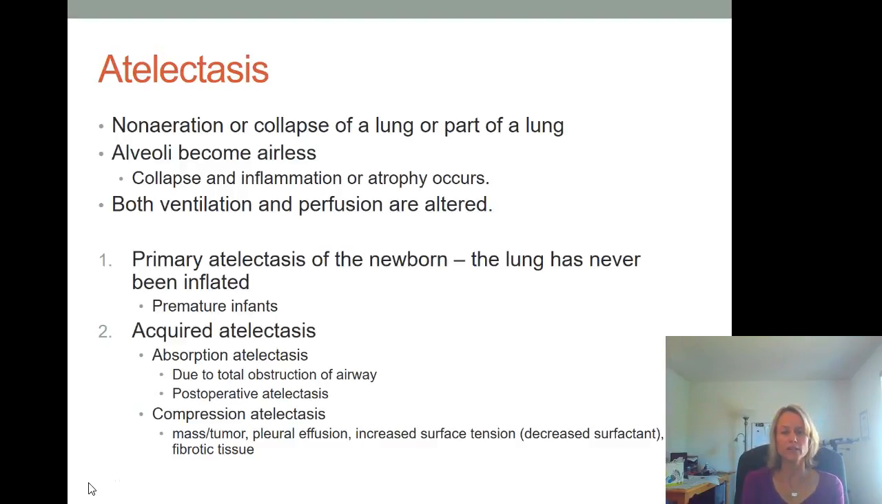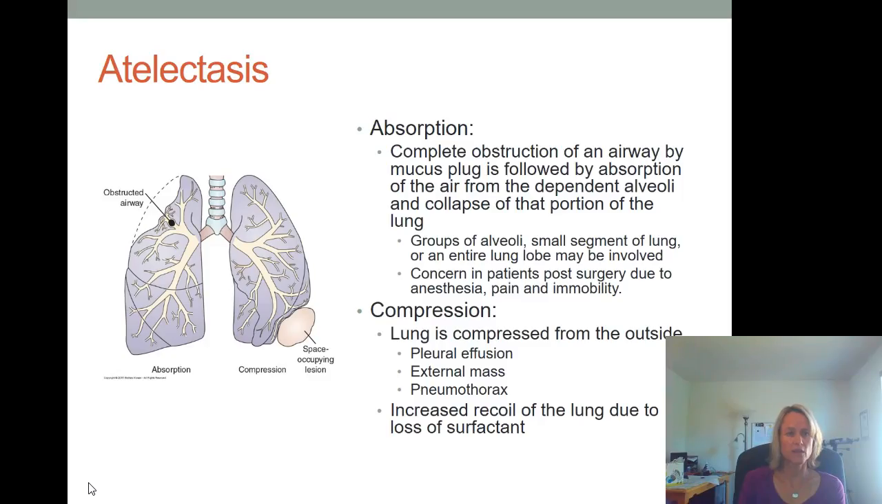This is in a lung that has never been inflated, and this is going to be more common in premature infants. And then we have acquired atelectasis, and there's two types: absorption atelectasis, which is due to obstruction of the airway. We also see this post-operative, and compression atelectasis, due to like a tumor, pleural effusion, increased surface tension, or fibrotic tissue. So let's look at those now.